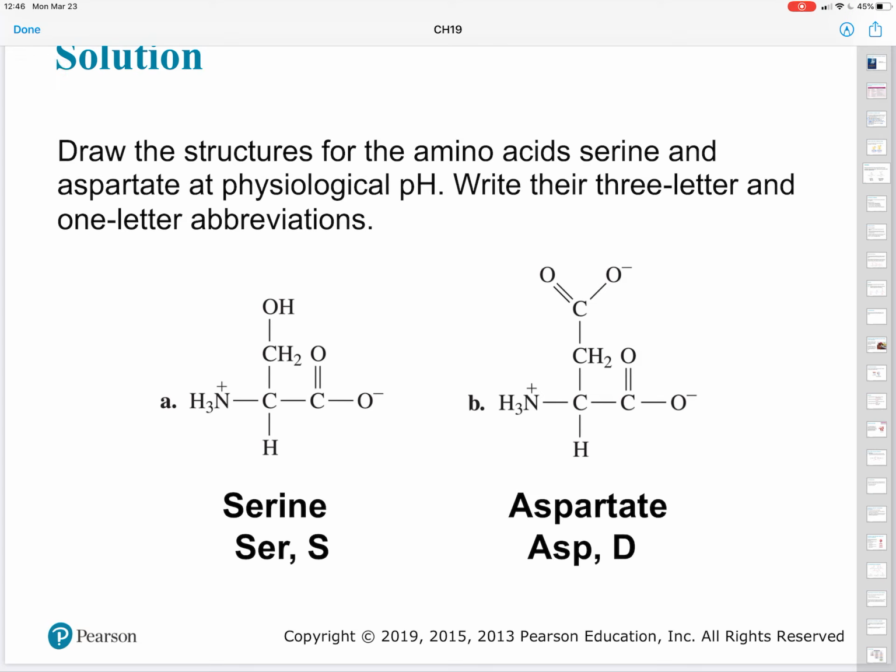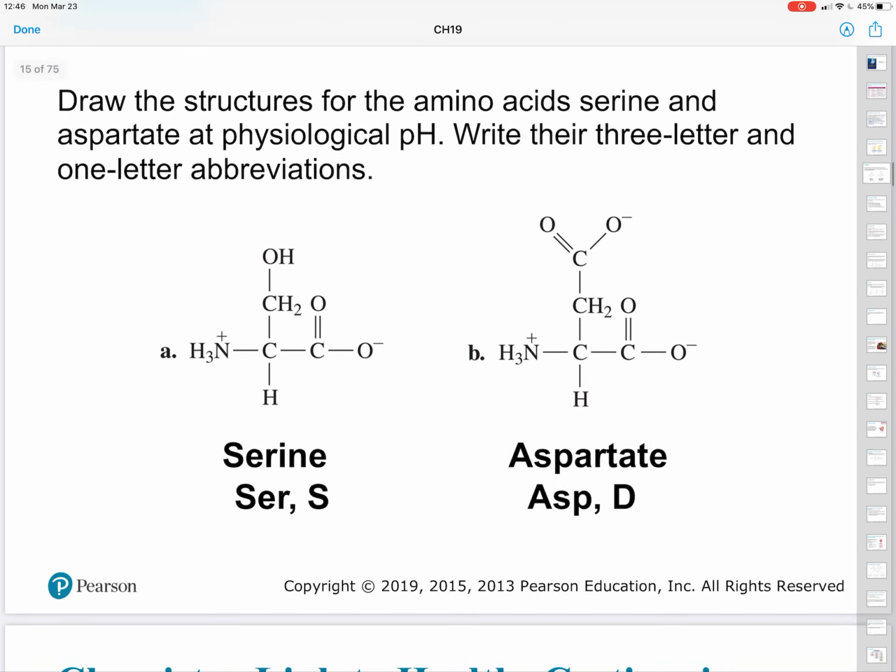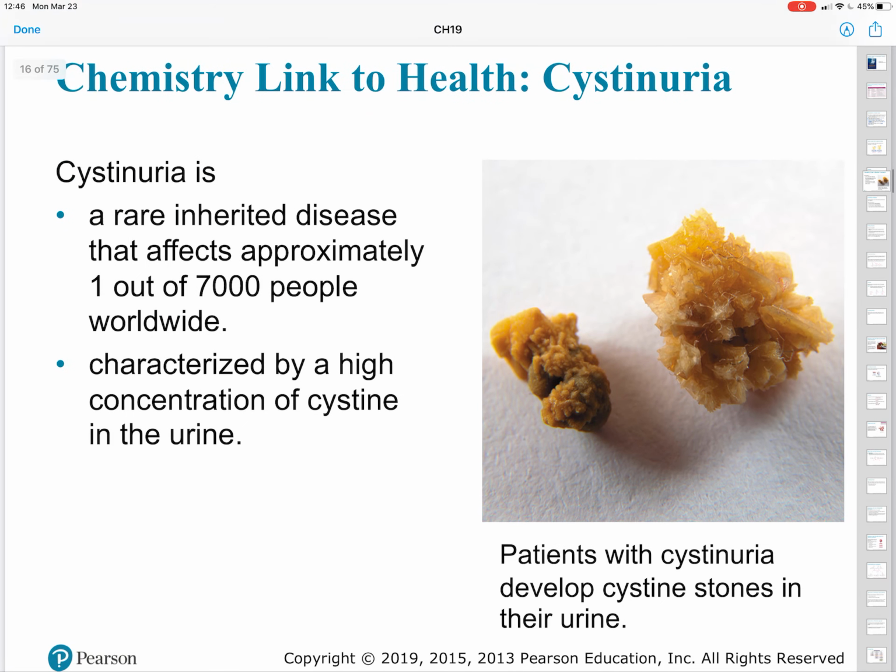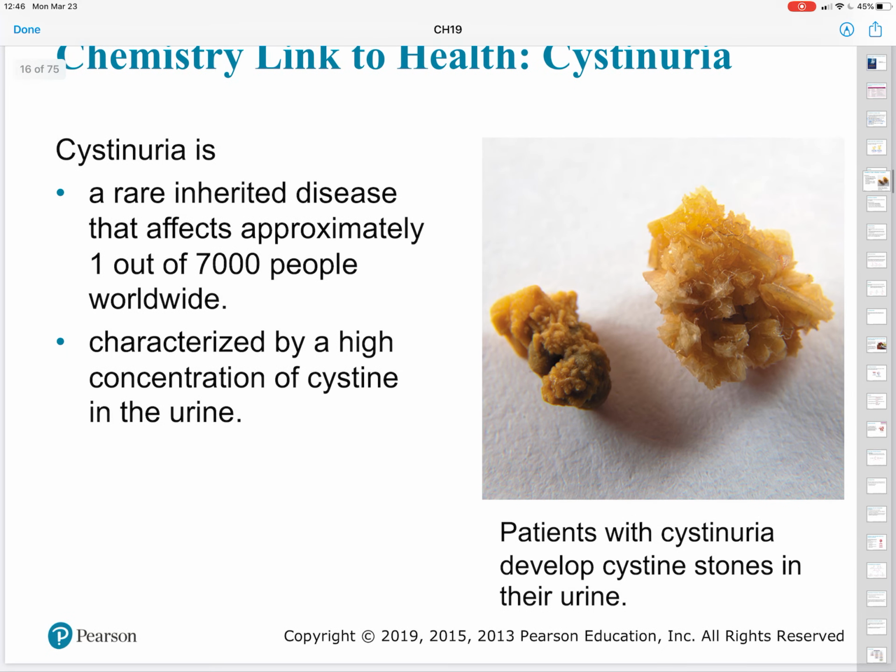It looks like I didn't even see the second half of that question, so aspartate was on there as well. Cystinuria, so it has something to do with cysteine. A rare inherited disease, approximately 1 out of 7,000 people. High concentration of cysteine in the urine. So if you have too much cysteine, it looks like it forms into these really nasty looking crystals. Cysteine stones. Yikes.